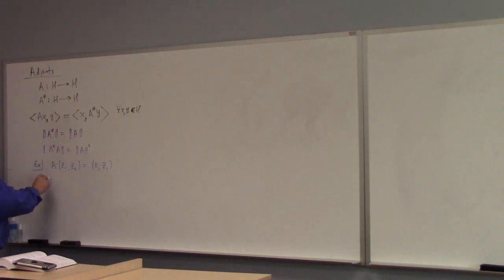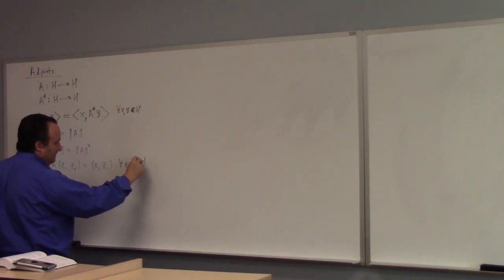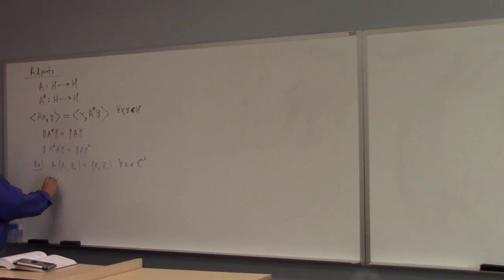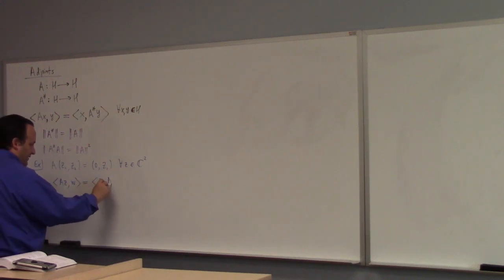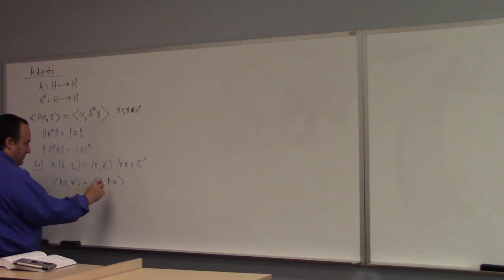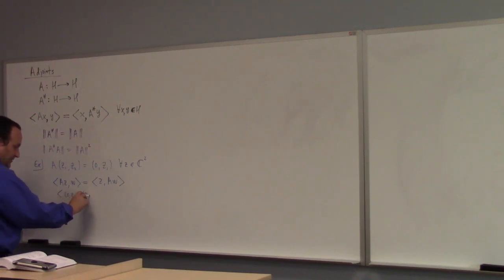So here, for all Z in C2, if we take the inner product of AZ with W, that is supposed to be equal to the inner product of Z with A star W. So what you're looking at is the inner product of (0, Z1) with (W1, W2).